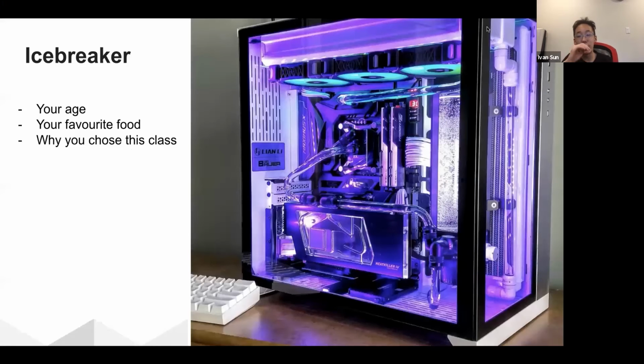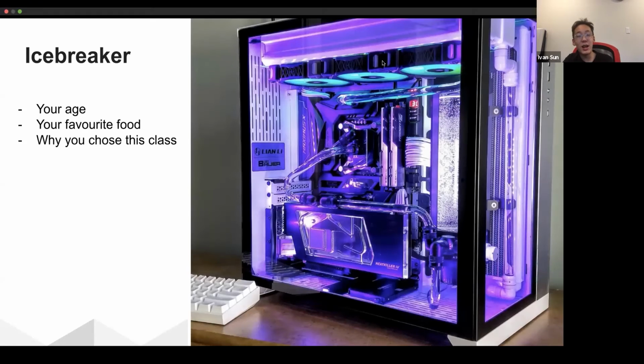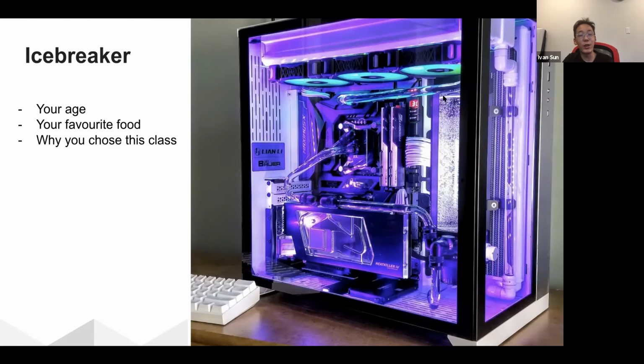So the icebreaker. If you want to go around, you can say your age, your favorite food, and why you chose this class. So anyone just unmute, because we're going to get to everyone. You might as well just volunteer yourself before I volunteer you. Anyone want to go first? Yeah, I'll go first.